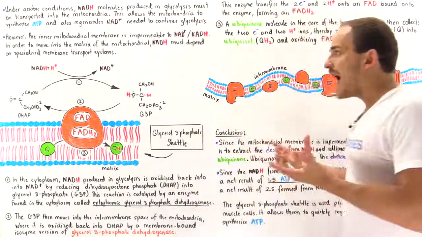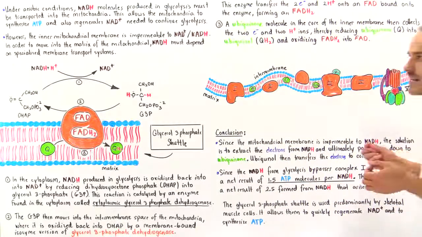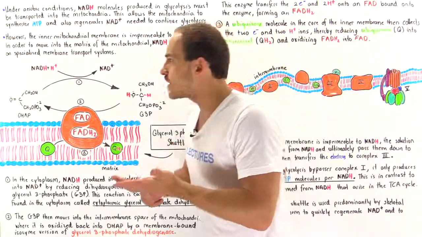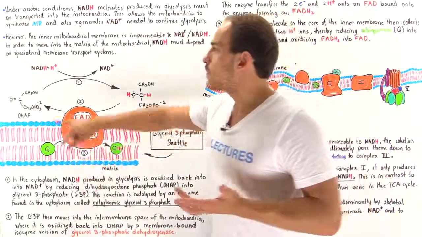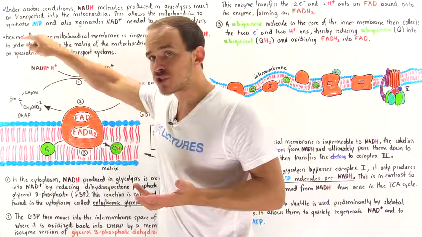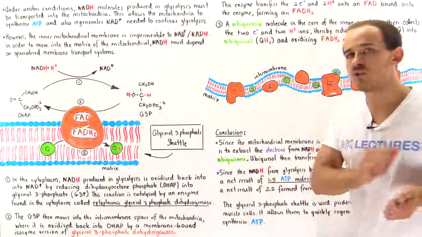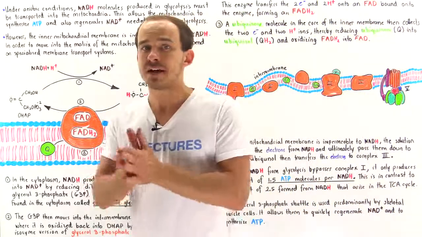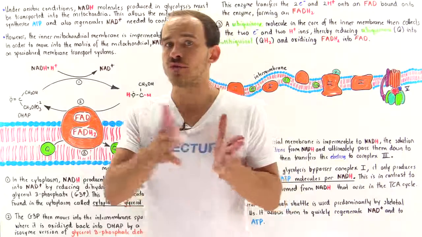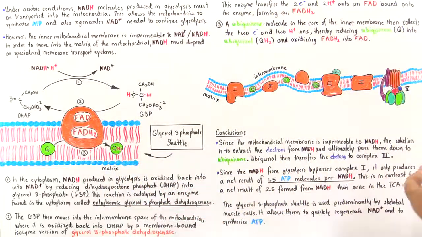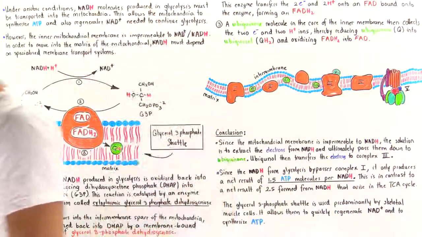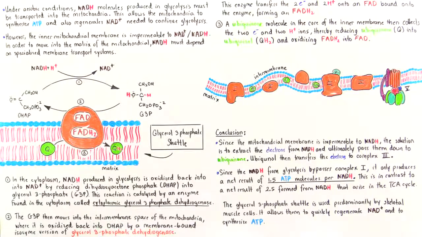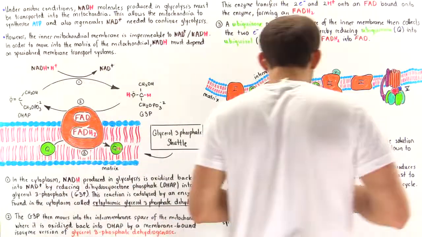So because of that, the net number of ATP molecules produced by the NADH formed in glycolysis is only 1.5, compared to a value of 2.5 that is produced by NADH molecules formed in the citric acid cycle. And to see what we mean, let's take a look at the following calculation. So let's get a red marker and a black marker.